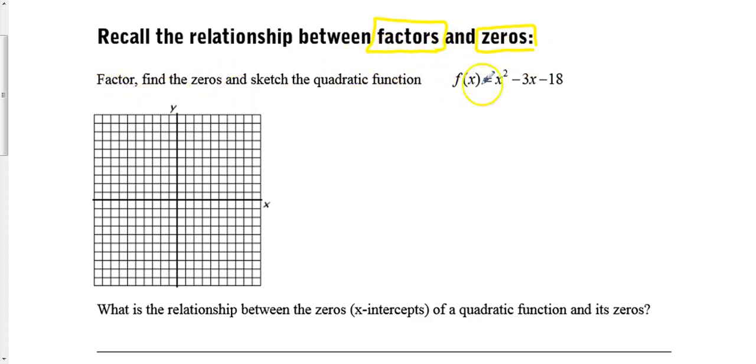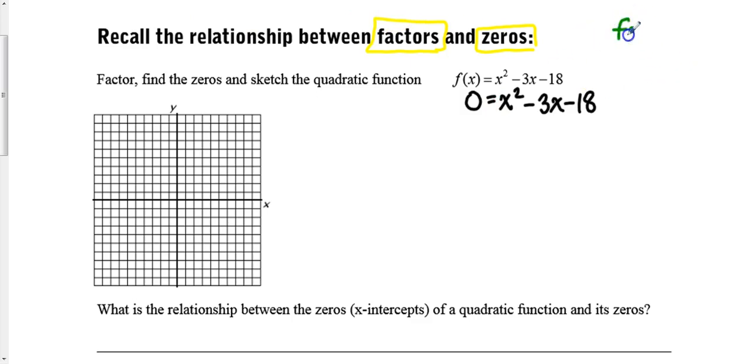Factor. So to do that, we will set this equal to 0, because eventually I'm going to be asked to find the zeros. So setting this equal to 0 becomes 0 equals x squared minus 3x minus 18. Bringing back my factoring knowledge, I remember that there's an invisible 1 right here. If you want to write it in, you can, or don't.